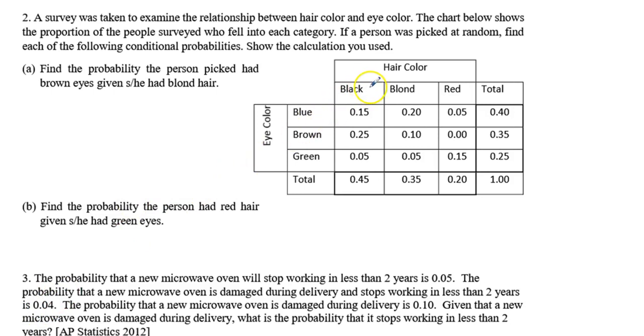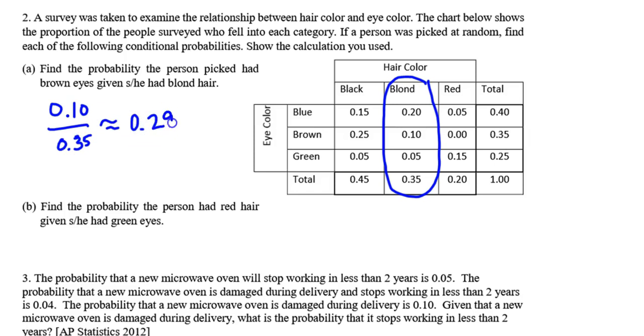Okay, so let's tackle the first one in a blue pen. Given that he or she had blonde hair, so we're just considering all of these right here. What's the probability that the person had brown eyes? So it's 0.10 divided by 0.35. And when you divide that out, it works out to be 0.29. If you did not work out the second one, give that one a try. Maybe you have a strategy now that you could use.